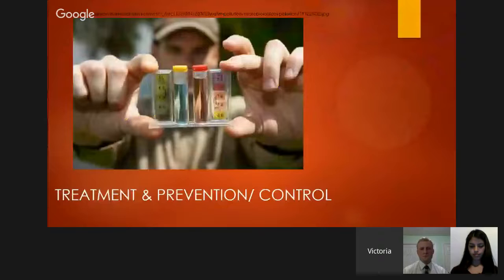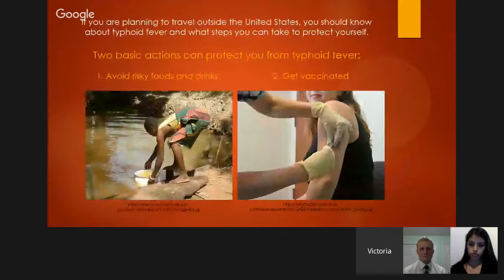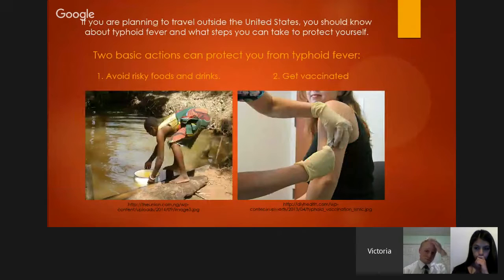Now let's talk about treatment and prevention control. Typhoid fever can be treated with antibiotics. Most people with typhoid fever feel better within a few days of starting antibiotic treatment, although a small number of people may die of complications. If you are planning to travel outside the United States, you should know about typhoid fever and what steps you can take to protect yourself. 2 basic actions can protect you from typhoid fever. First, avoid risky food and drink, and second, get vaccinated.